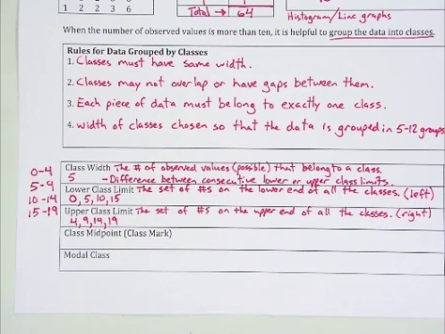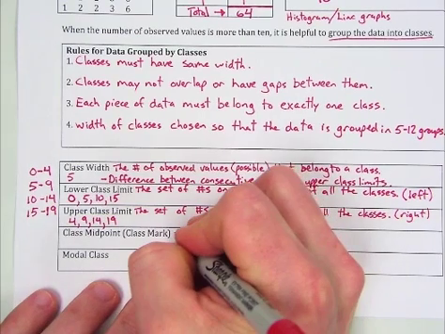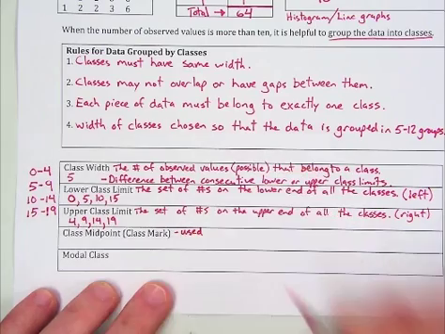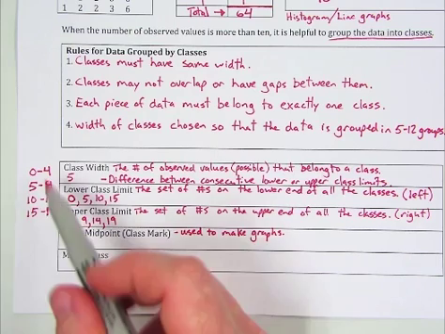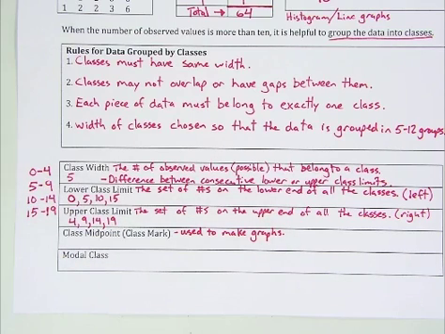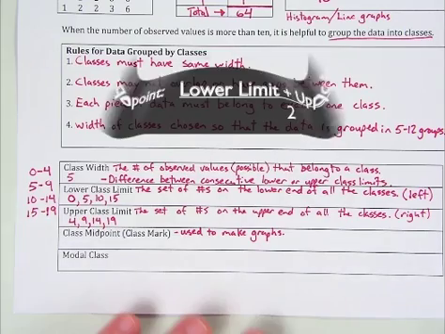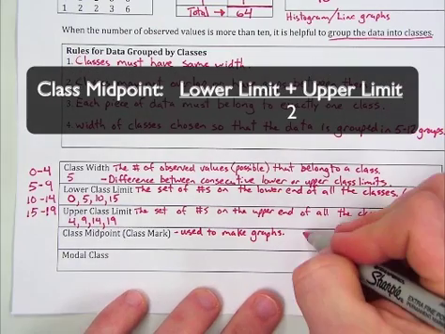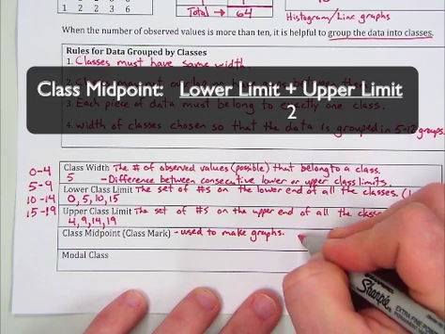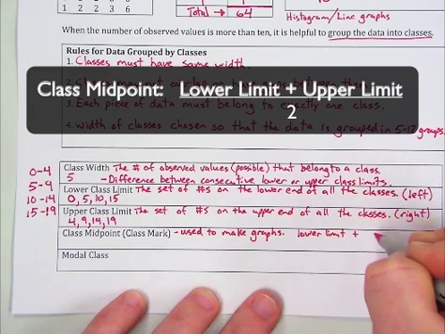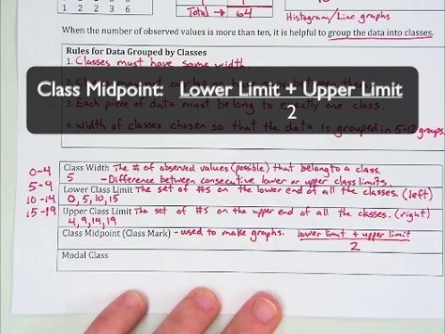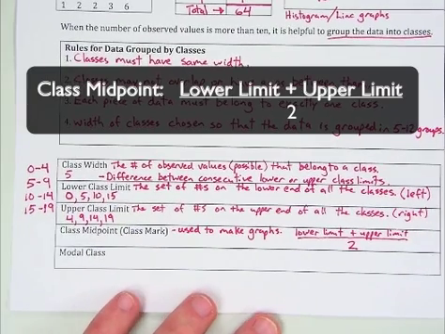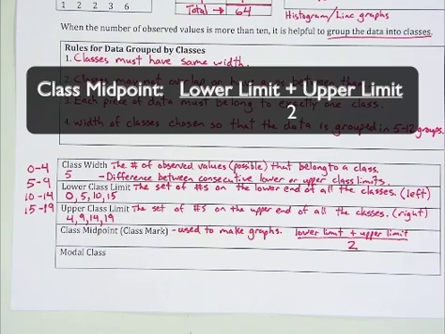The next thing we want to talk about is something called the class midpoint or the class mark. Now this is going to be used when we make our graphs. So rather than listing classes, we actually use the class marks or the class midpoints. So it's the middle of a class, and to be able to find this, you actually take the lower limit plus the upper limit, and then you divide it by 2. So it's a very simple average of the two limits there.